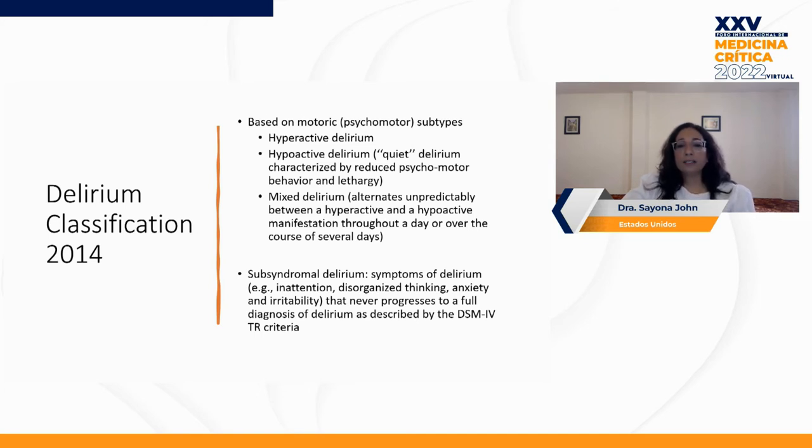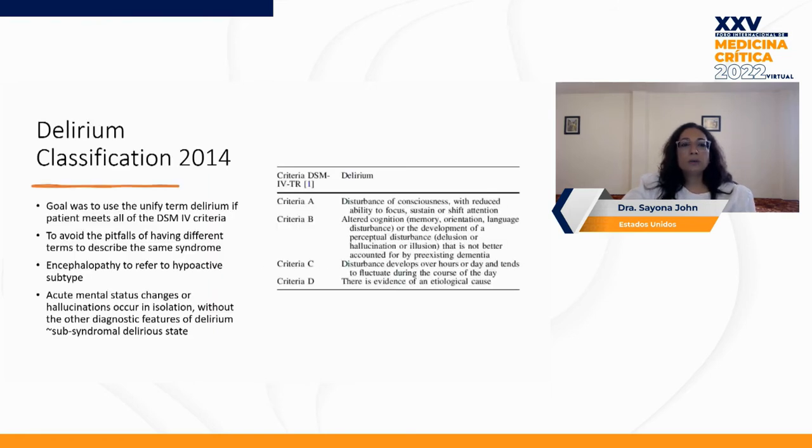And last and final, there's subsyndromal delirium, where you find symptoms of delirium, which is inattention, disorganized thinking, anxiety, irritability, but they don't fully progress to meet the diagnostic criteria as defined by DSM-5. So the goal was to unify the term delirium if patients met all of the criteria based on the DSM-5.